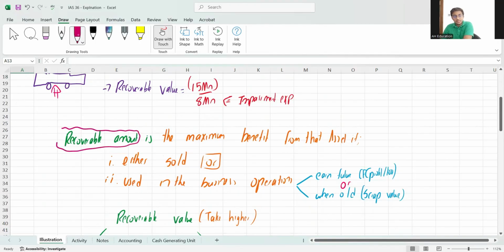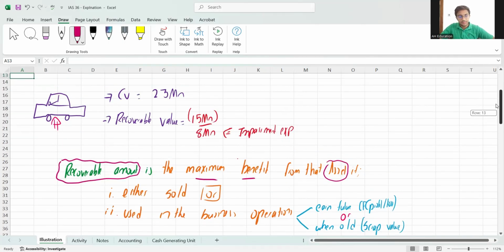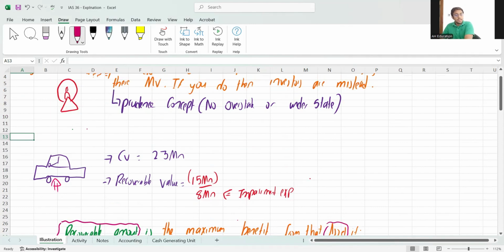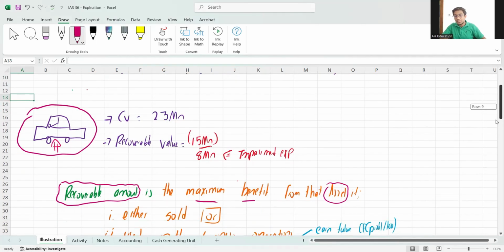Now, this is a term that is to be used throughout your entire IAS 36 standard. You may ask, what is the meaning of this? Recoverable amount is the maximum benefit from an asset. For an example, let us take this. Say you own this motor vehicle, which is used in your business throughout. Now, how do I get the maximum benefit from this motor vehicle?